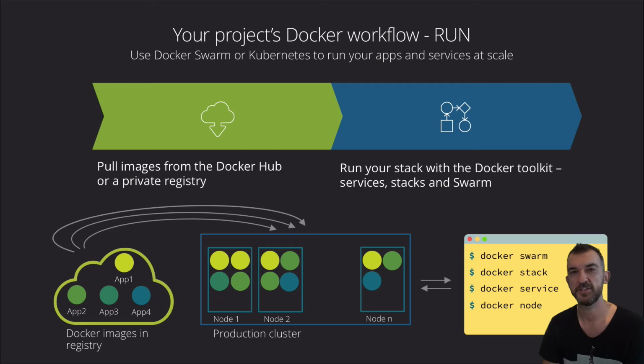To run your application in production, you need to set up your production infrastructure. Once this is done, you can use the central registry to pull your images to the production environment. Docker provides standard tools in the form of Docker Swarm and the related commands to run your application on computer clusters.